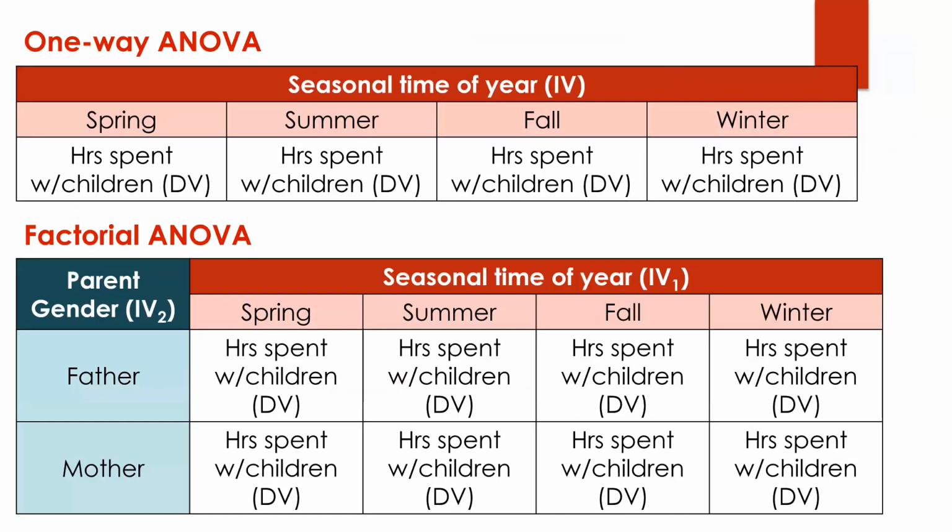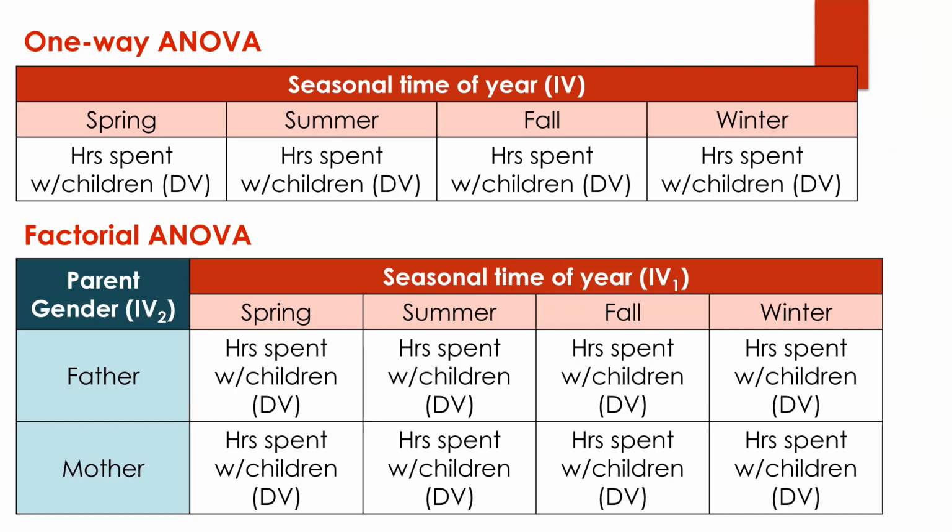Now, using our example of seasonal time of year and parent gender and hours spent with kids, you can see the difference between these two ANOVAs using this table here. In the one-way, you just have one independent variable, seasonal time of year. But with factorial, you see the 2 independent variables listed there, columns being the first one, rows being the second one.